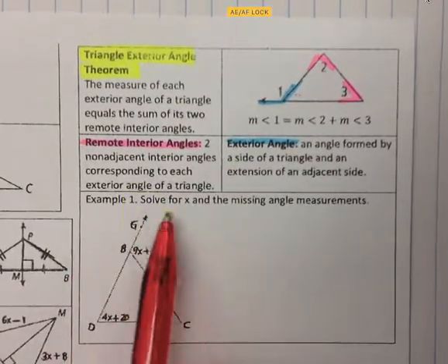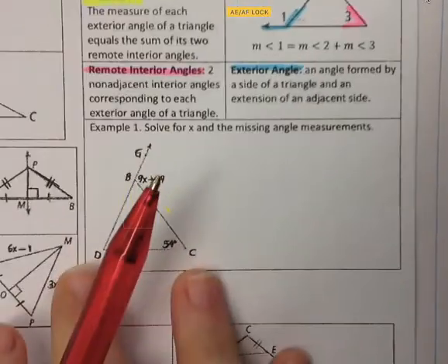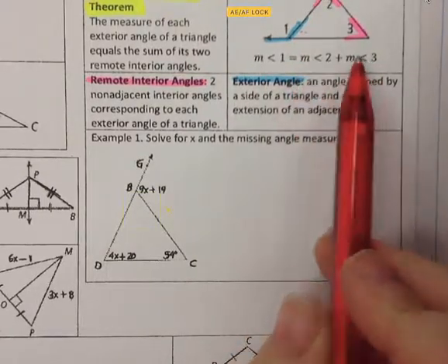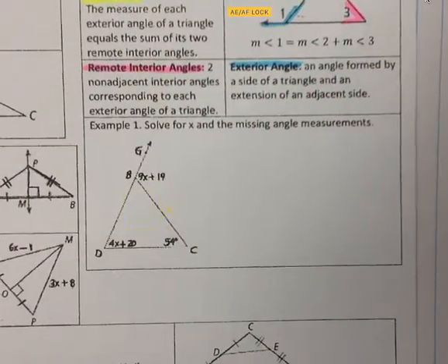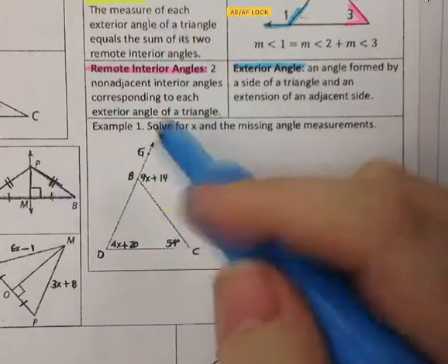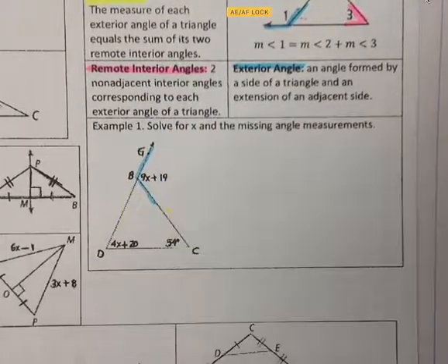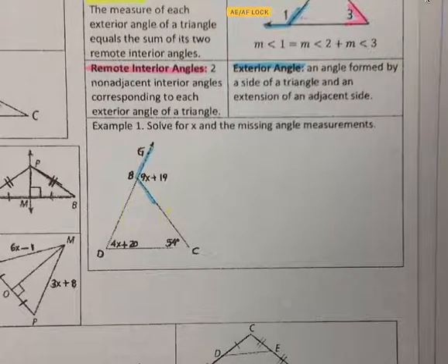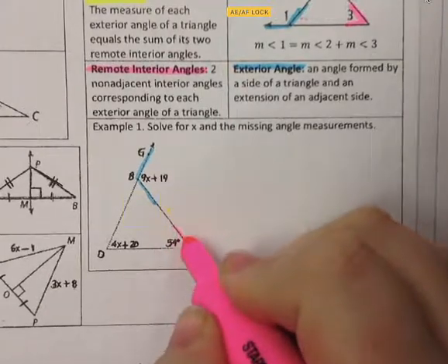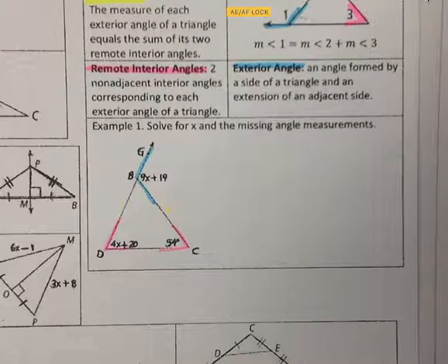So this example that we're going to do is to solve for x and the missing angle measurements. Since there are variables in here, this is why you want to know that the exterior angle is equal to the sum of the remote interior angles. So on this problem, our exterior angle, I'm going to highlight back in blue, this side is being extended. So I have this exterior angle. It's equal to the sum of the remote interior angles, the non-adjacent angles. These are non-adjacent to that blue highlighter. That means that we can add those up.